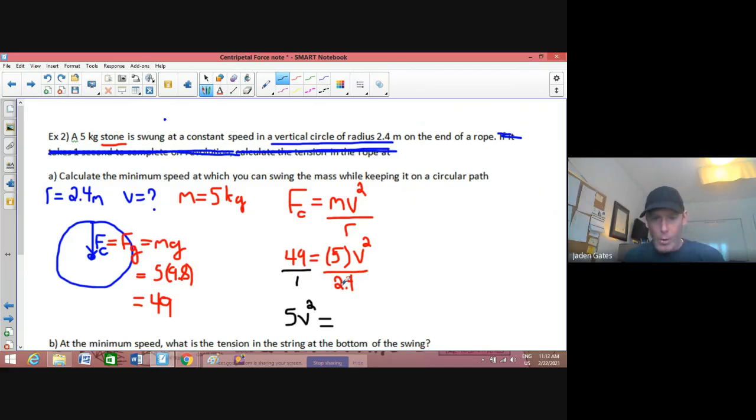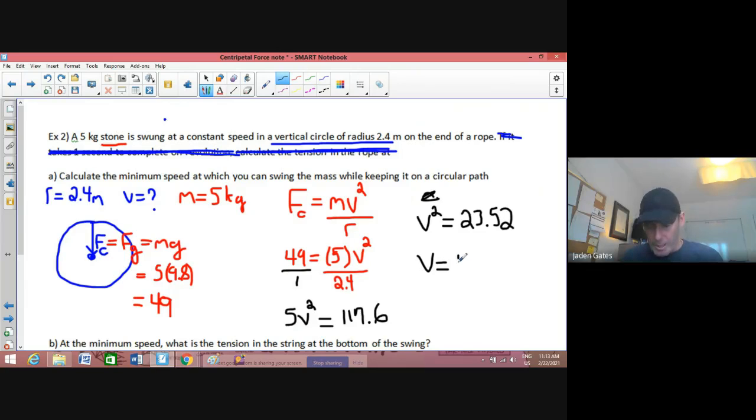I divide both sides by 5, and I'm just left with v squared on the one side. And on the other side, I take 117.6 divided by 5. I get 23.52. All right, and then obviously last, I got to square root both sides for the minimum velocity. Square root that number, and we get, to 2 decimal places always, 4.849, so it's going to be 4.85. And again, my units are meters per second.